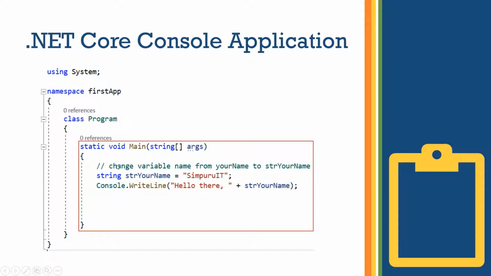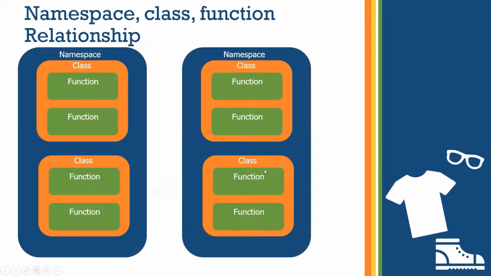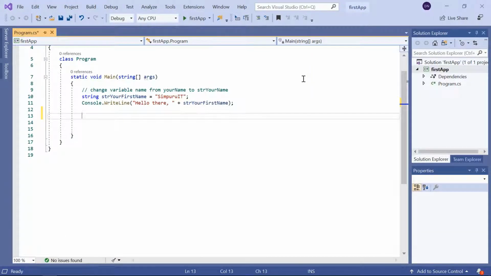So I want to set up all of this in a diagram so you can understand the relationship between namespace, classes, and function. As you can see here, a class can have multiple functions, and a namespace can contain multiple classes. That's it. Okay, so that was the structure of a .NET Core project. Now I'm going to go to a few programming demos.